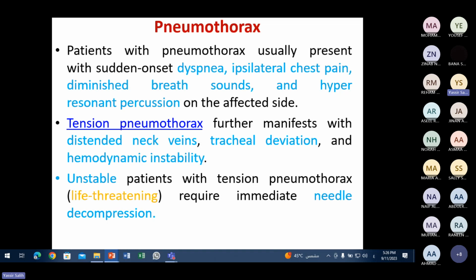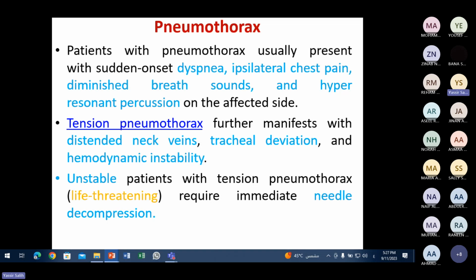Pneumothorax sometimes is called simple pneumothorax, and sometimes tension pneumothorax. Of course, a patient with tension pneumothorax is in distress and has hypoxia, shortness of breath, and is hemodynamically unstable. The neck veins are distended. So tension pneumothorax is an emergency condition.